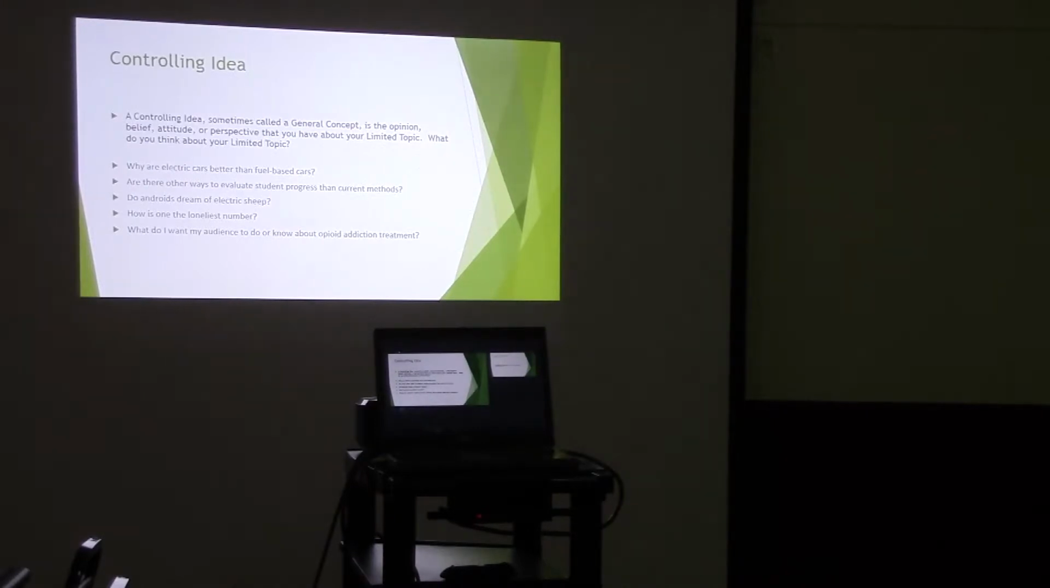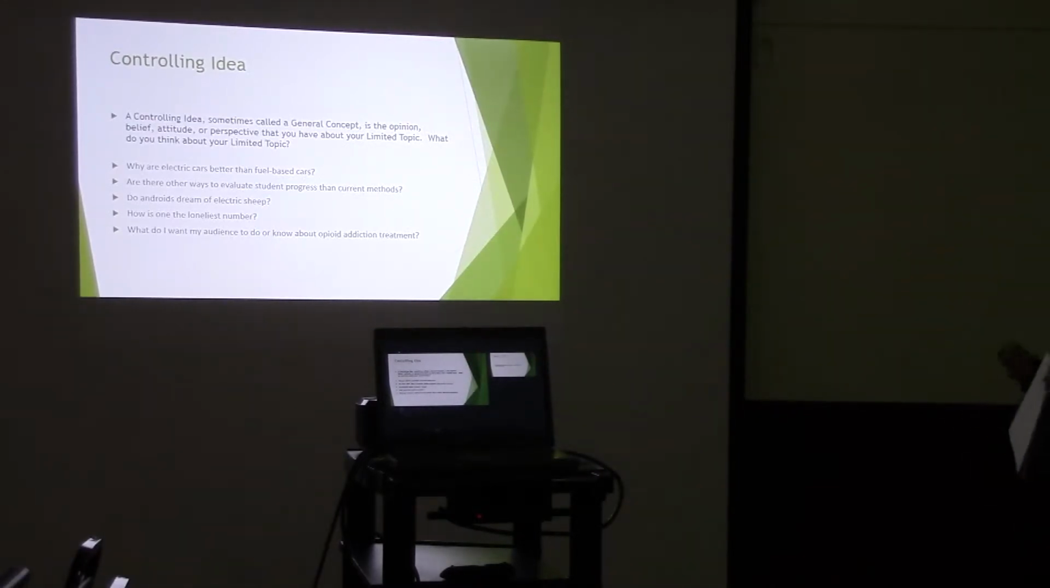So if you think about it in terms of a persuasive essay, you need to have a stance, essentially. You need to make a stand, or you need to make a particular argument. And then, when you go through your controlling idea, you need to say, how do you answer, or how do you feel about your topic, essentially.